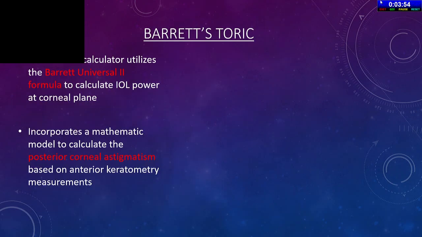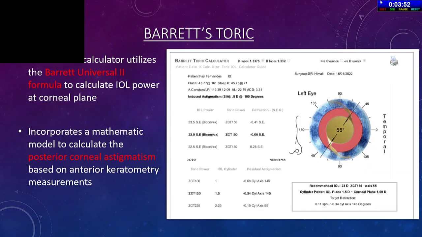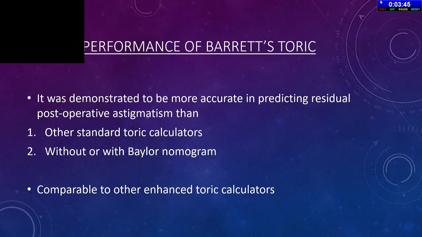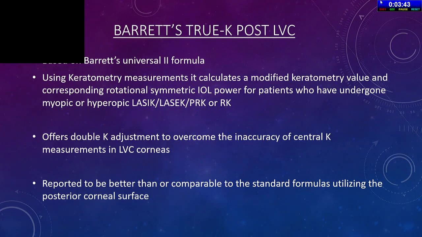The Barrett's Toric formula also comes from the Universal 2 formula. It calculates the posterior corneal astigmatism, and it is quite accurate, comparable to other toric calculators. There is a Barrett True K formula for post-laser vision correction eyes. It offers a double K adjustment to overcome the inaccuracy in the central K readings in patients who have undergone prior refractive surgery.